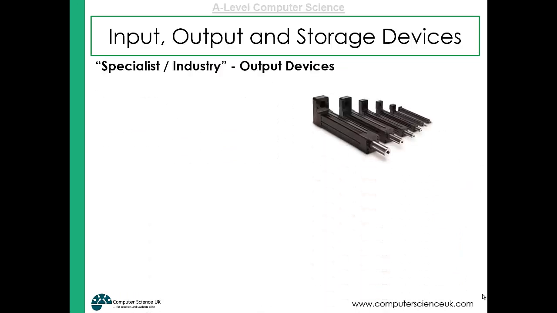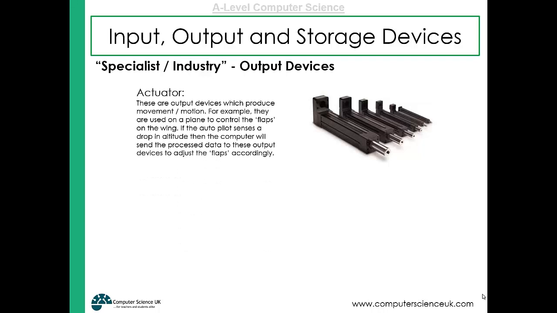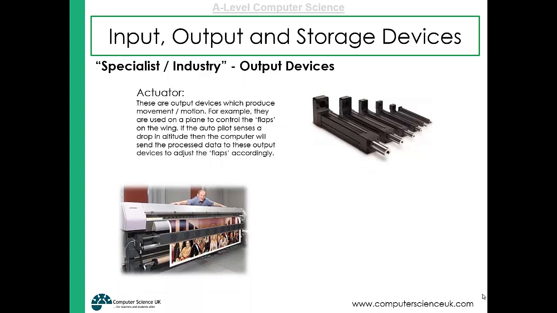There might be some output devices that they use more in specialist situations or in industry. So an actuator. These are output devices which produce movement, produce motion. They might be used on a plane, for example, to control the flaps of the wing. So if the autopilot senses a drop in altitude, then the computer will send the processed data to these output devices, to these actuators, to adjust the flaps accordingly.